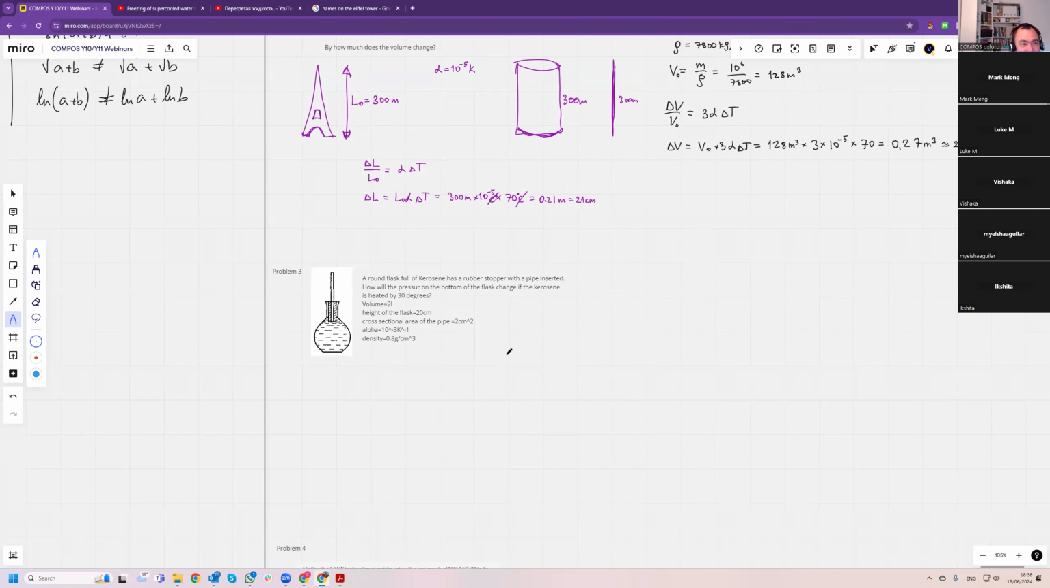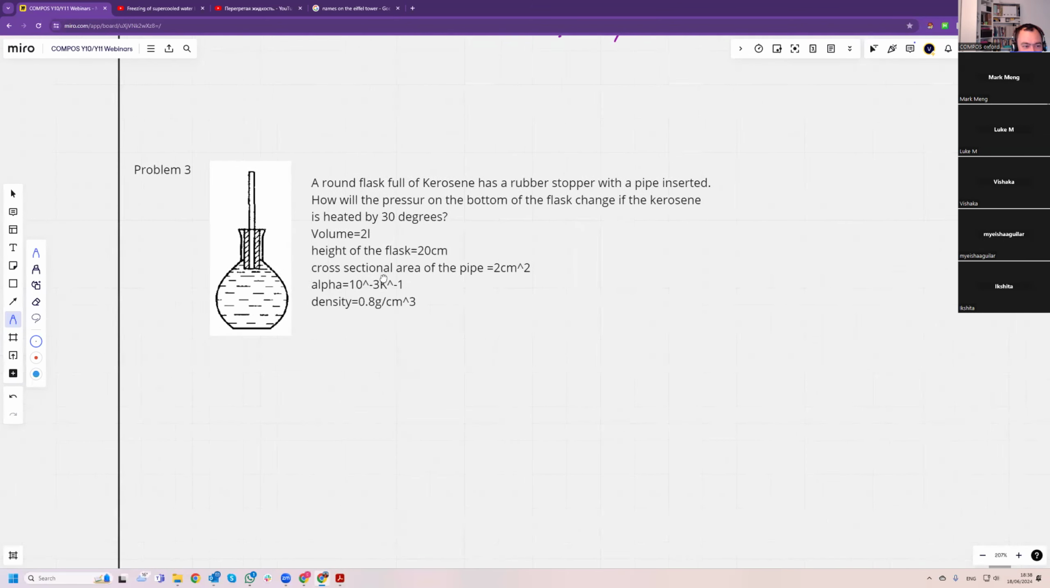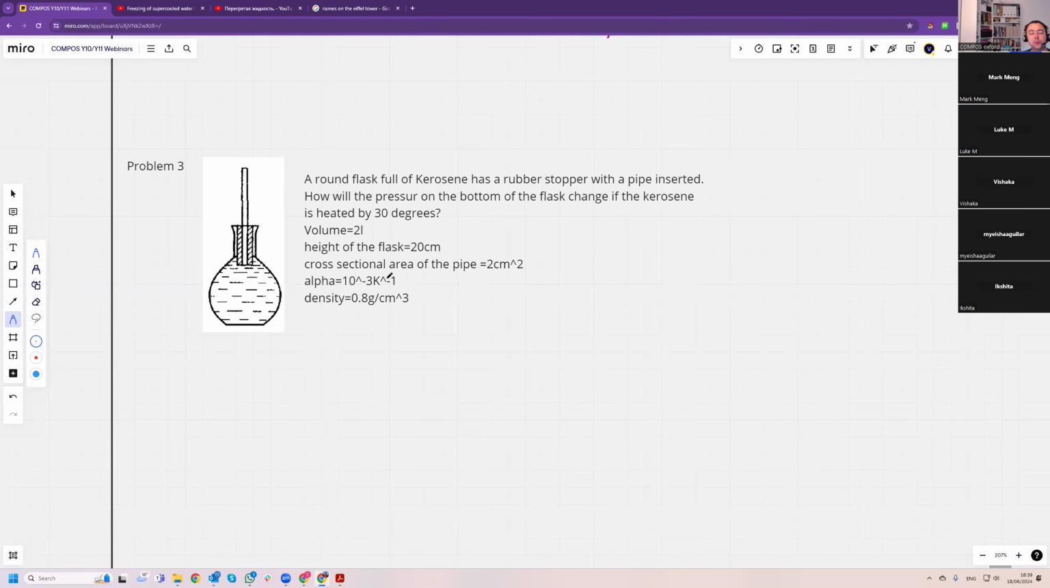Okay. I don't want to do the whole thing for problem 3. I'm just wary of time. I will do it at the end if we have time, but I'll just talk you through. So you have a round flask with a rubber stopper and a pipe, and it's full of kerosene. If you heat it by 30 degrees, what was the increase of pressure on the bottom?